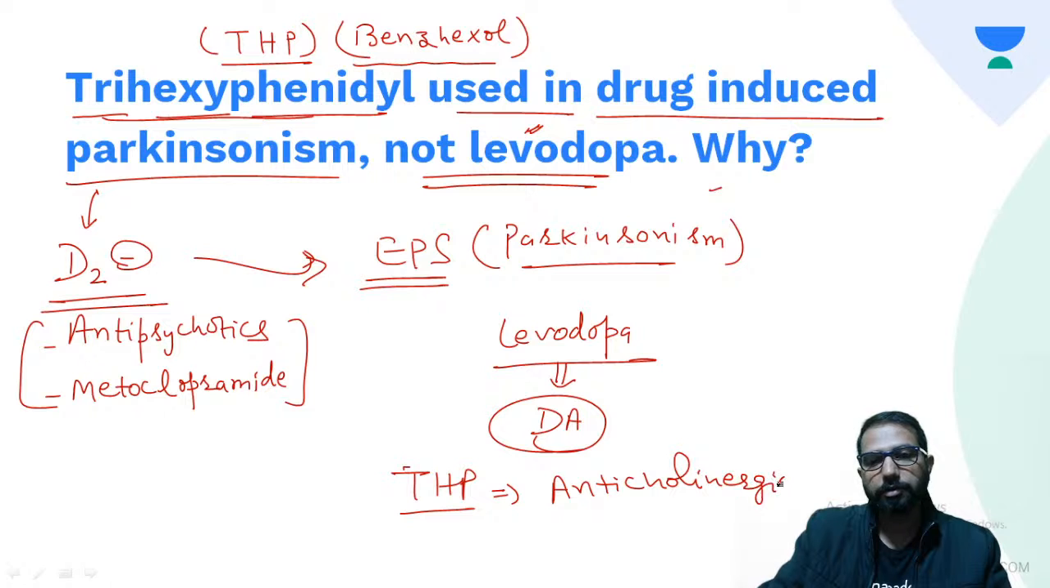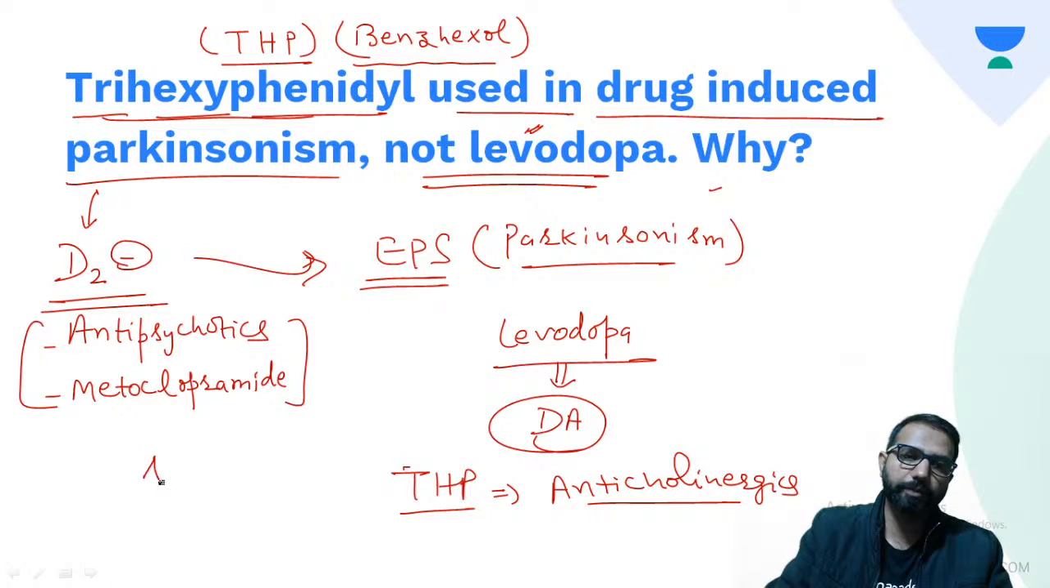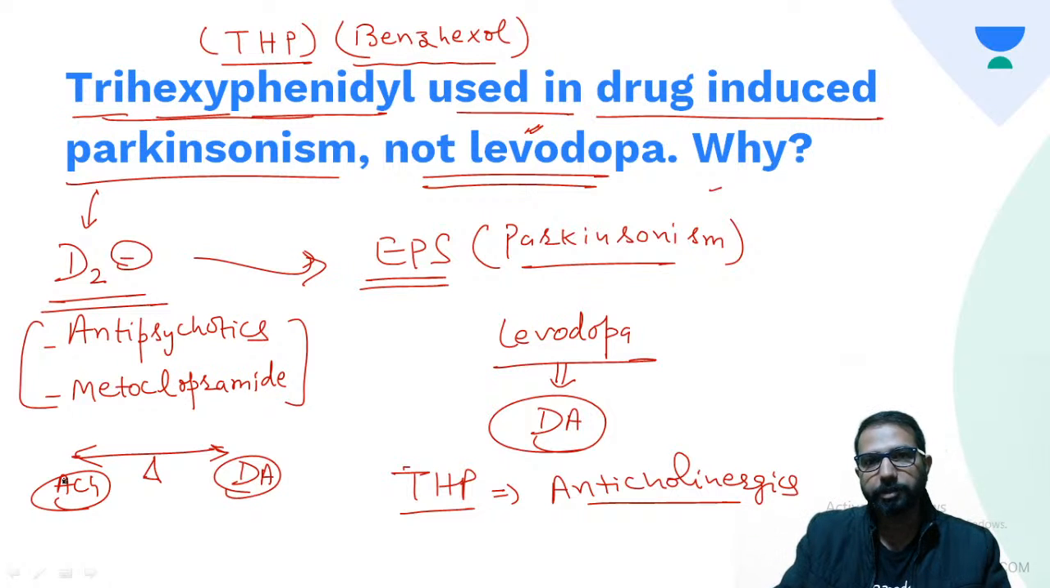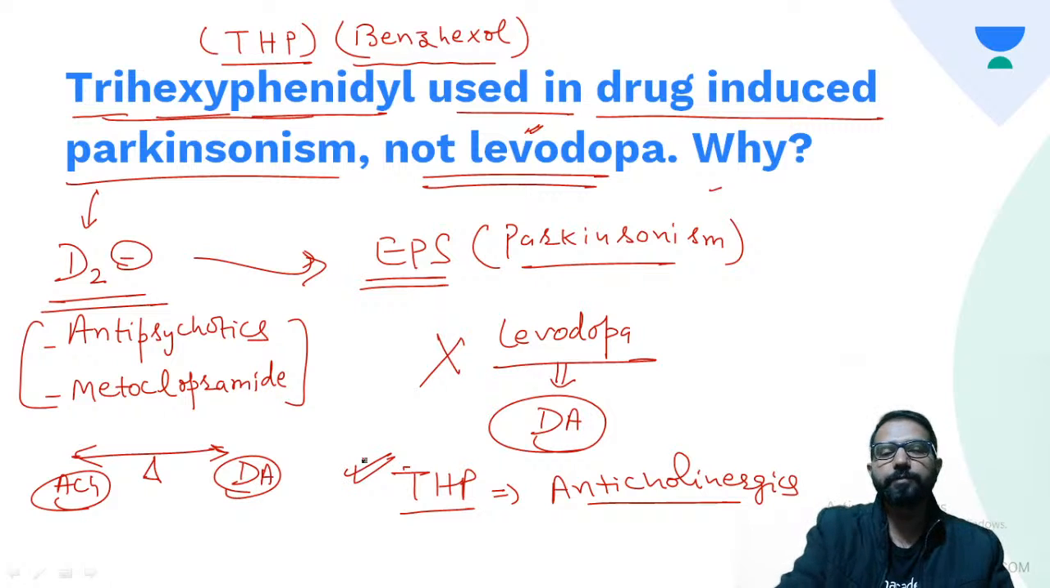So remember, in Parkinsonism, either increase the dopamine or decrease the acetylcholine. This balance of dopamine and acetylcholine is very important. In Parkinsonism, the dopamine level is decreased. So either dopaminergic or anticholinergic, both will be effective. So that is why instead of using levodopa, we use THP, benhexol-like drugs. Right? Very good, guys.